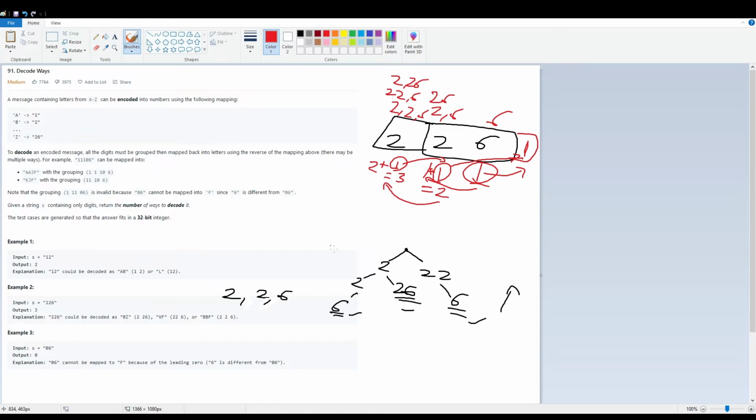Okay, so I'll reiterate this. Basically, the dynamic programming equation would be: dp at index i would be equal to dp of i plus 1. So if we had something like 44 here, and our base case is 1, the number of ways to decode 4 would be 1, and the number of ways to decode this 4 would also be 1, so our answer would be 1 here, because it would be 4 4. But what if we had 24?